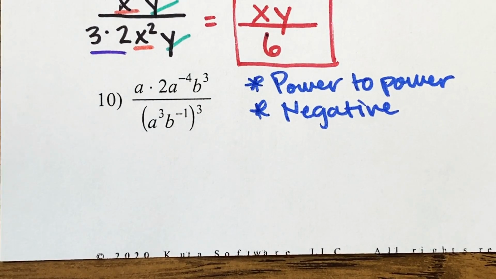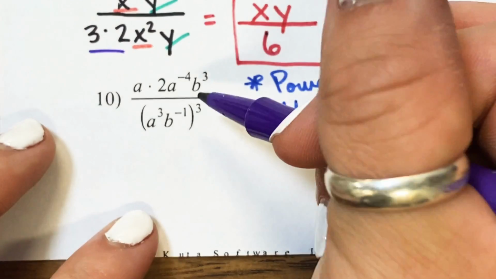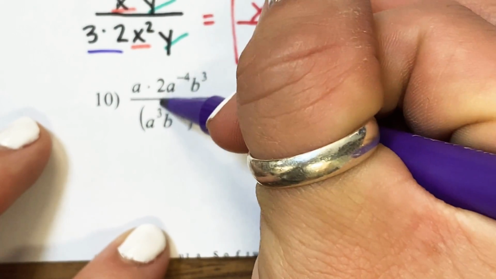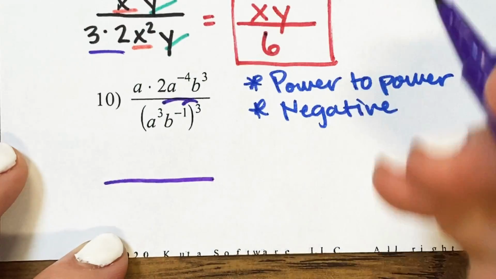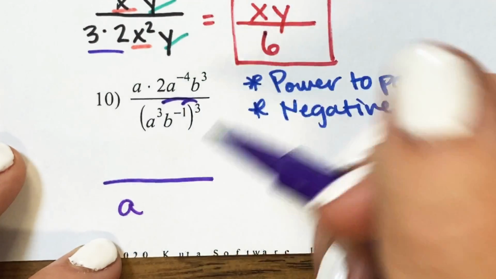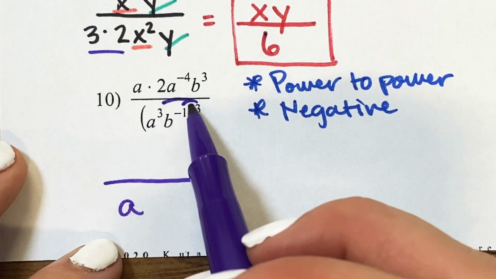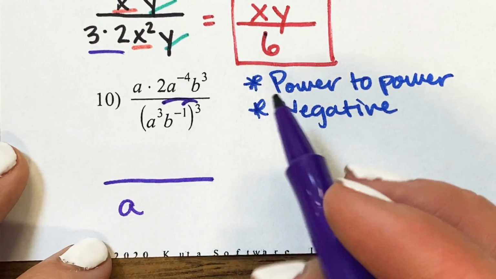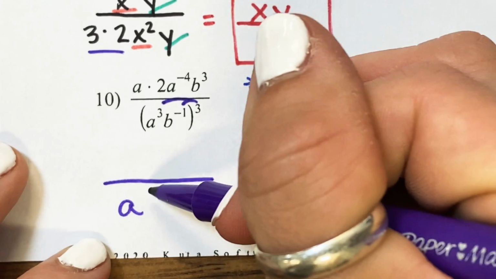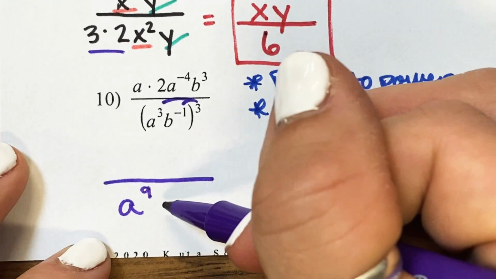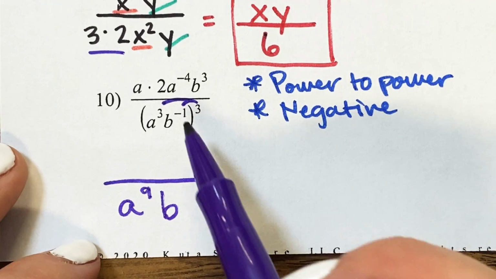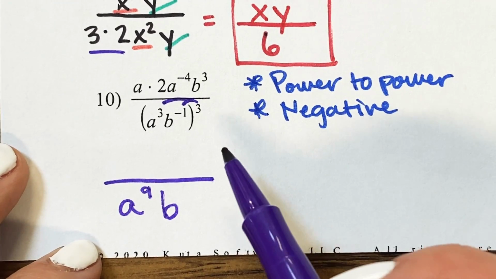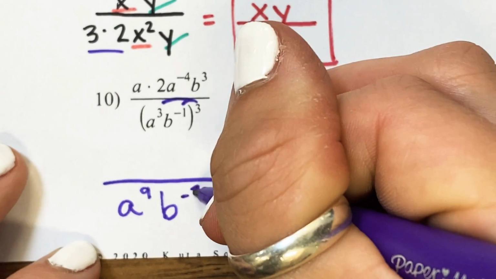The first thing I wanna do is take this power to a power and get rid of my parentheses. How I do that is you multiply by both things inside. So I'm gonna rewrite this. A to the 3 times 3, remember power to a power, we're multiplying. 3 times 3 is what? 9. Now we have B. What is negative 1 times 3? Remember, a negative times a positive is negative 3.